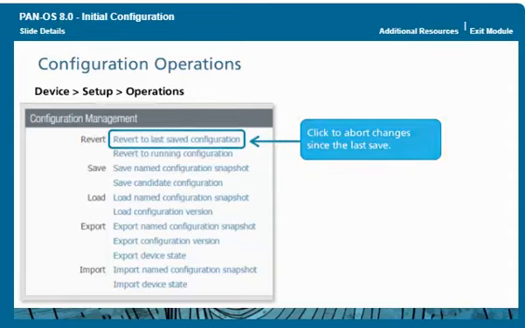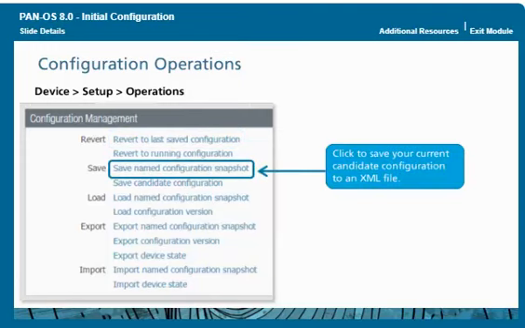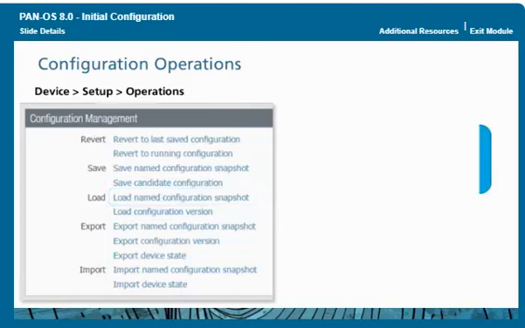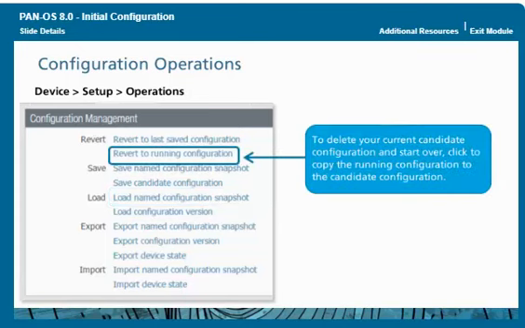Rather than always save your changes to memory, you can opt to save your current candidate configuration to an XML file name on disk by clicking Save Named Configuration Snapshot. This saved configuration would survive a firewall reboot. You can have multiple named configurations saved on your firewall. You can click Load Named Configuration Snapshot to replace the current candidate configuration with the named configuration in an XML file. If you want to delete your current candidate configuration and start over, you can copy the running configuration to the candidate configuration by clicking Revert to Running Configuration.